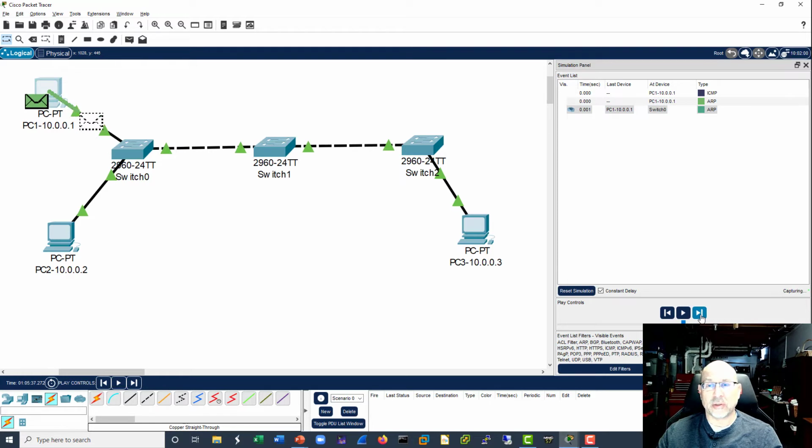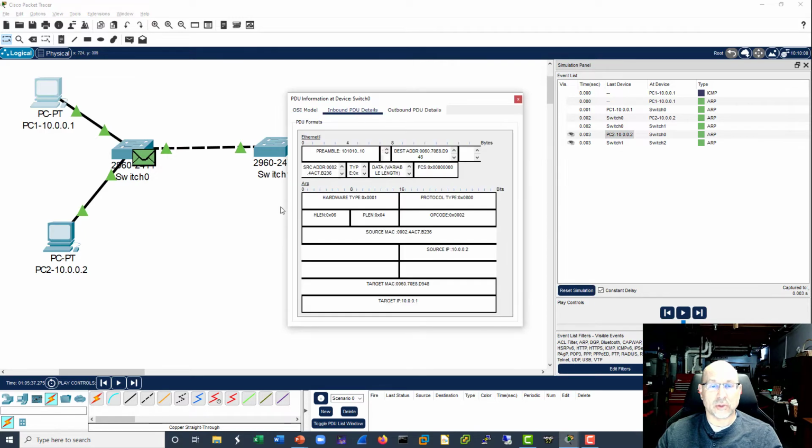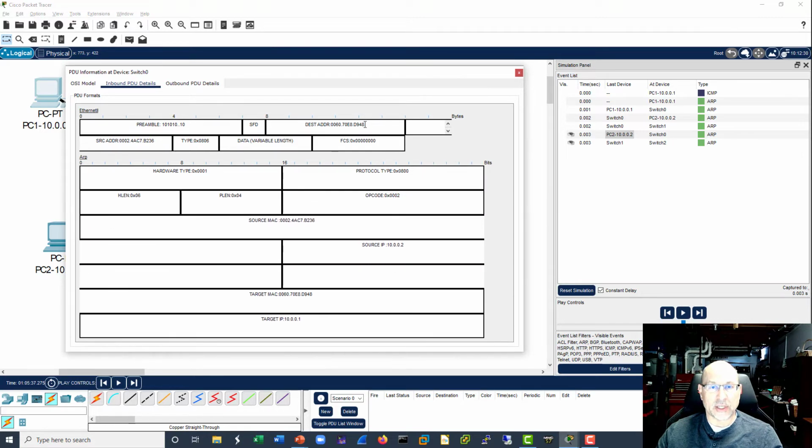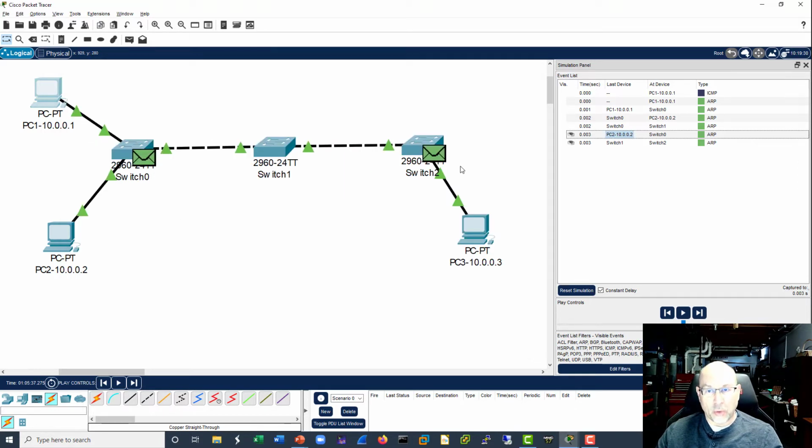So let's step through this a little bit. We can see that this broadcast frame reaches switch 0, goes down to PC2, but also over to switch 1, over to switch 2. Now this message coming back is actually the answer from PC2. So this is a unicast message. We know that because the destination MAC address is unicast, the source MAC address as always is unicast. But what PC2 has done is filled in its MAC address and says, well, you were looking for my MAC address, here it is. But what we're really interested in is the behavior of the broadcast frames.